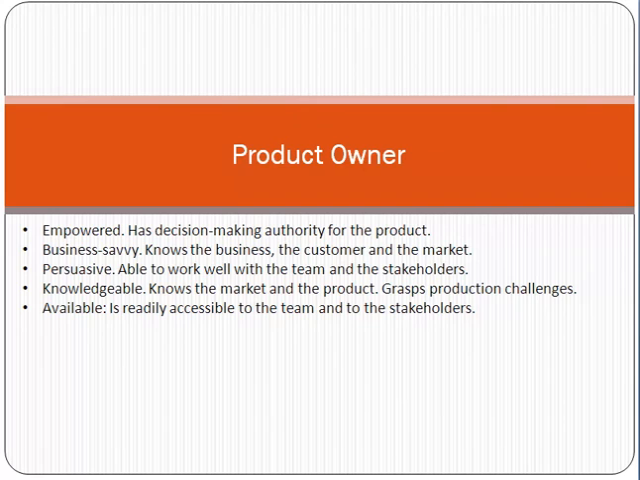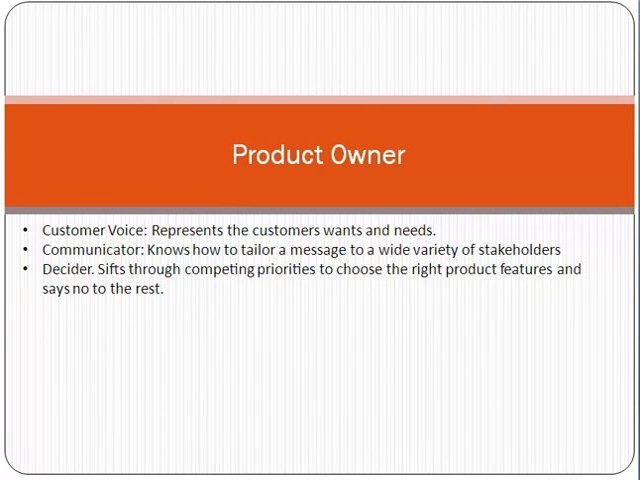Available is ready, accessible to the team and to the stakeholders. He should be available whenever you need him. For example, if you have any query about the product backlog, product requirement, or functional requirement, he would be available through calls, through meetings, etc. So he is a person who should be available whenever the team requires any information.